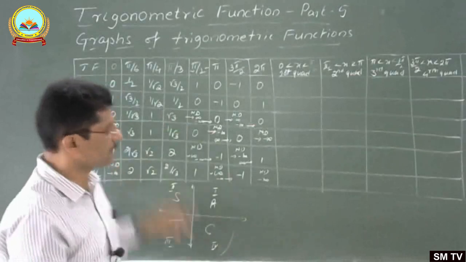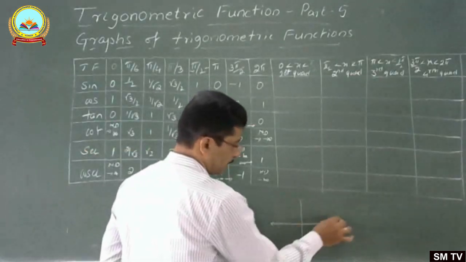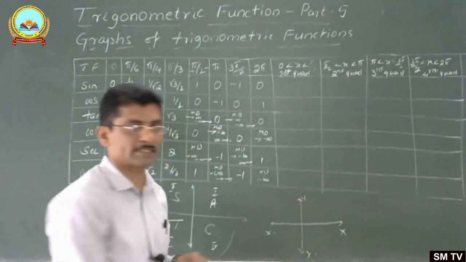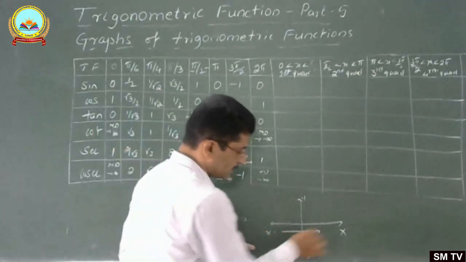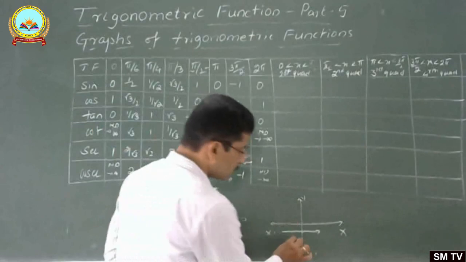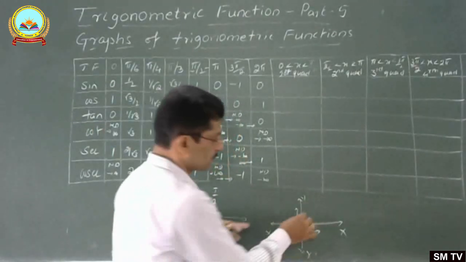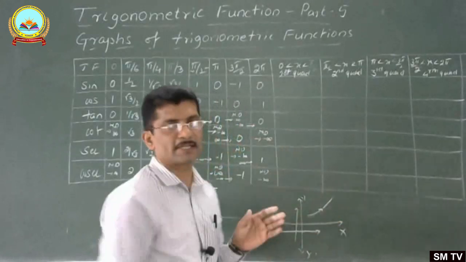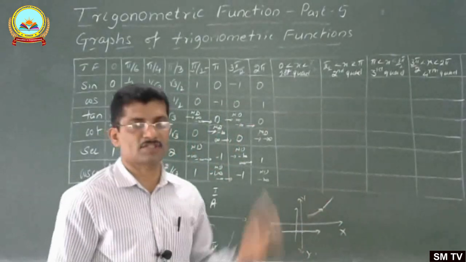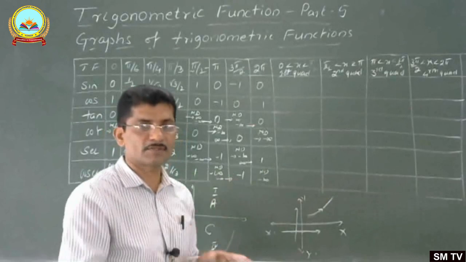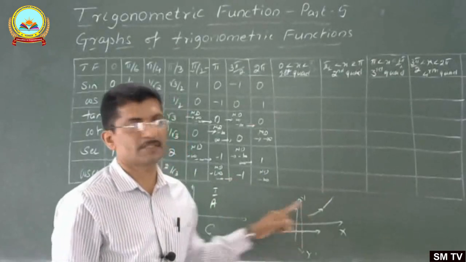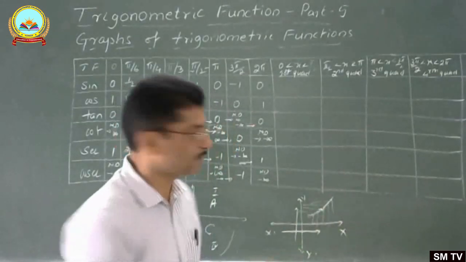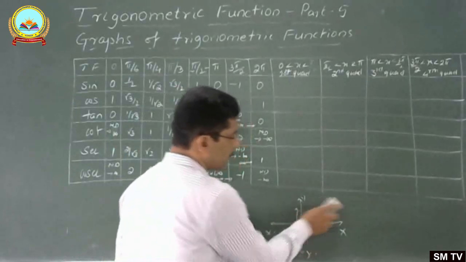Here you know that these are the ordinary axes: the horizontal line is the x axis and the vertical line is the y axis. Suppose the values of x increase from left to right and y also increases, then the curve goes upward like this. As x increases, y increases, and this curve is said to be an increasing function. The curve is always in the upward direction.